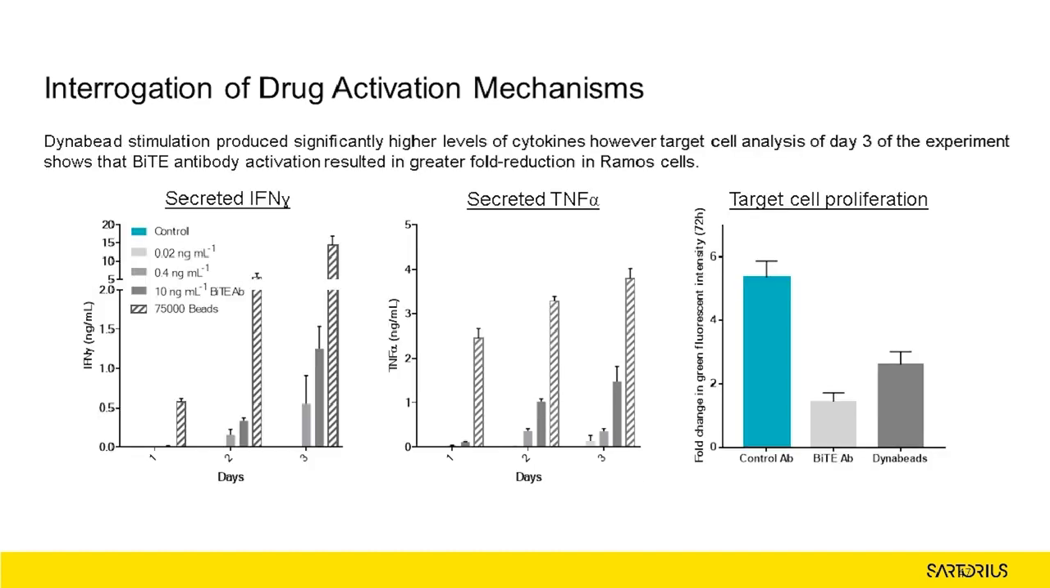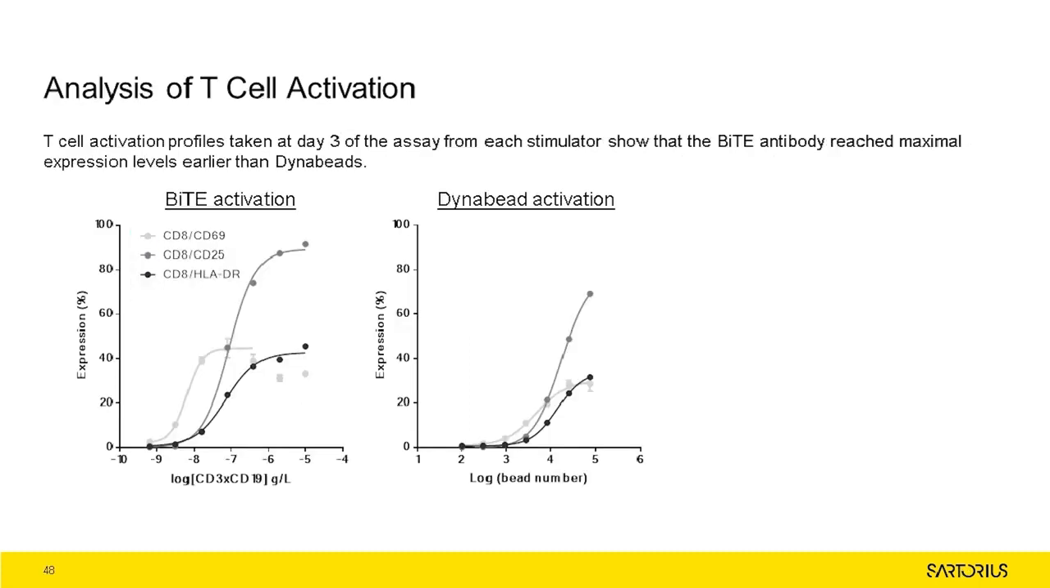However, when the last time point from the IncuCyte data is taken into account, we see that although there is much greater cytokine release through Dynabead activation, the BiTE antibody actually achieves a greater level of killing. T-cell activation markers were also assayed, which show both activators were capable of producing a response. BiTE antibody appeared to produce better defined activation curves for all three markers when compared to Dynabead, potentially suggesting that at the 72-hour time point, T-cell activation may have advanced faster with the BiTE antibody.